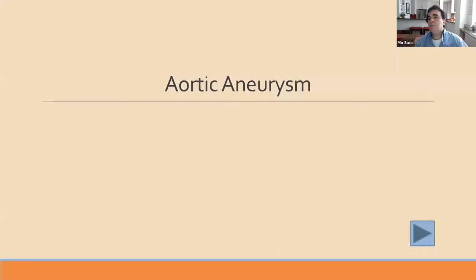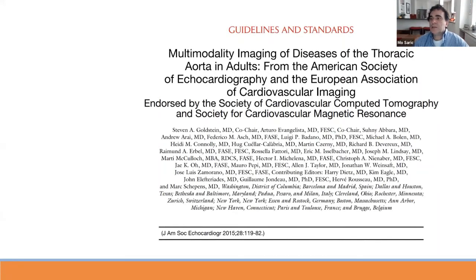Now let's move to another topic about aortic disorders, which is aortic aneurysms. The American Society of Echocardiography provides guidelines that were published in 2015 on multimodality imaging of diseases of the thoracic aorta in adults. And this is a multi-society recommendation, of which the American Society of Echo is one of them.